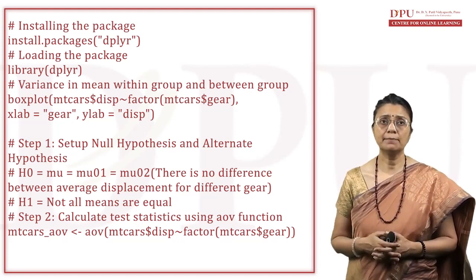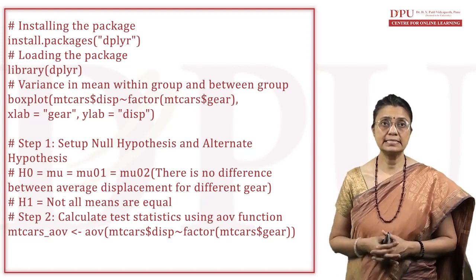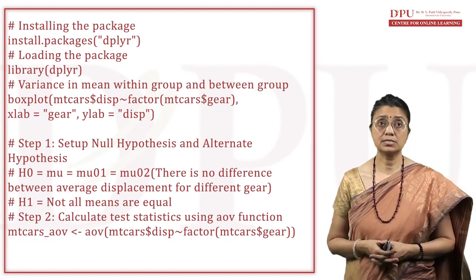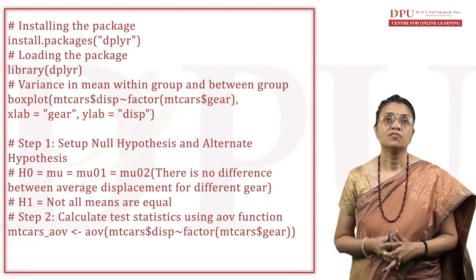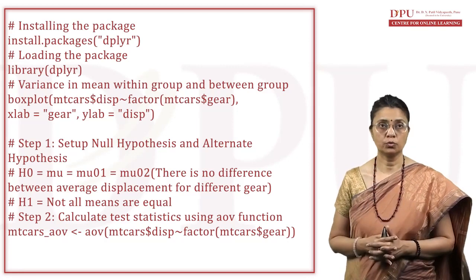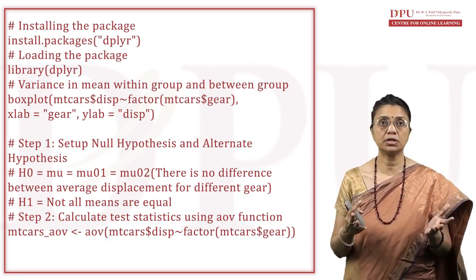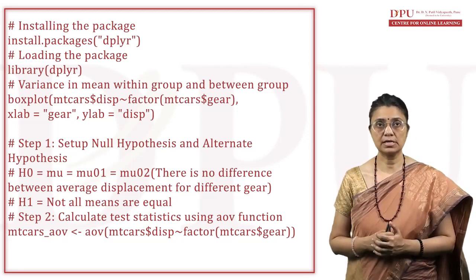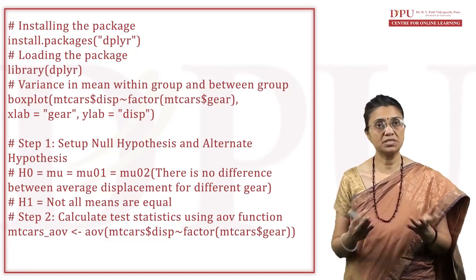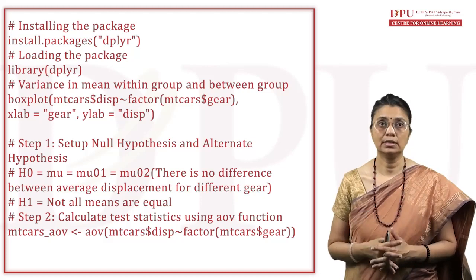So here, the null hypothesis says that mu1 is equal to mu2 is equal to mu3. H1 is the alternative hypothesis, which says not all means are equal, which means mu1 is not equal to mu2 or mu2 is not equal to mu3. In simple words, the null hypothesis says that all means are equal, and the alternative hypothesis says that all means are not equal.